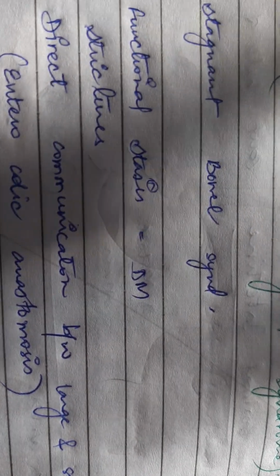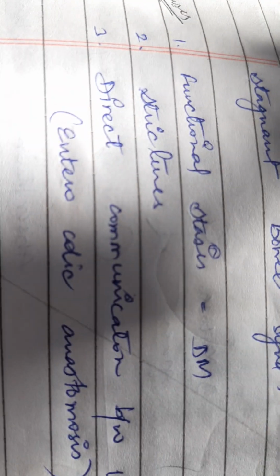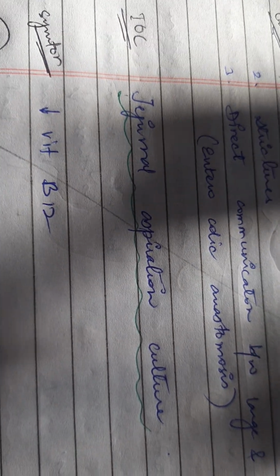Then blind loop syndrome or bacterial overgrowth syndrome. Here, stagnant bowel syndrome: the bowel is stagnant. Causes are functional stasis in diabetes mellitus, strictures, and direct communication between large and small intestine, enterocolic anastomosis. Here bacterial overgrowth syndrome can occur in these three cases.